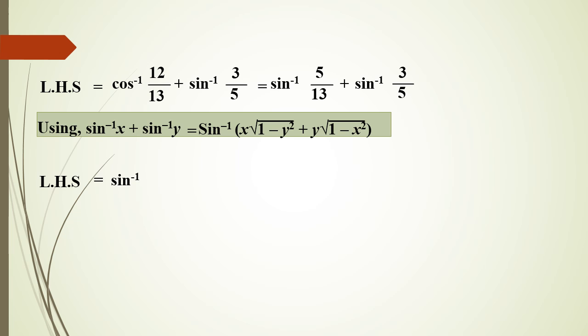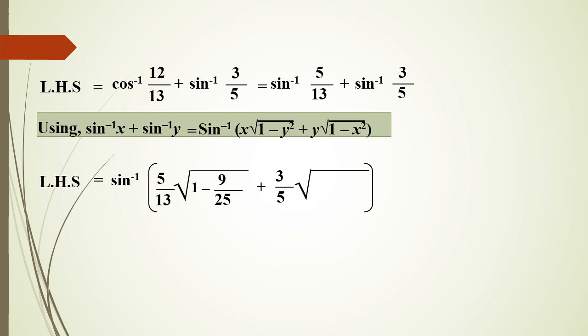Now x in the sense 5 by 13, y in the sense 3 by 5. With the continuation of the left hand side term, sin inverse of 5 by 13 into root of 1 minus 9 by 25. 9 in the sense what? 3 square is 9, 5 square is 25. Plus y in the sense 3 by 5 root of 1 minus 5 square 25 by 13 square 169. So this is equal to sin inverse of, after simplifying, you will get 4 by 13 plus 36 divided by 65. See 5 by 13: 25 minus 9 is 16 divided by 25. 16 is 4 squared, so 4 divided by 5. 5 and 5 cancel from numerator as well as denominator.